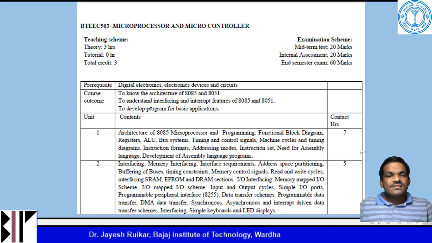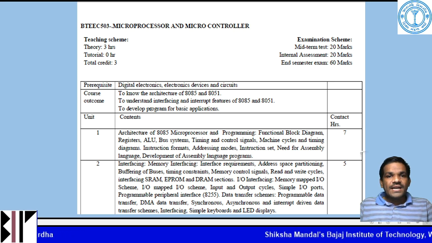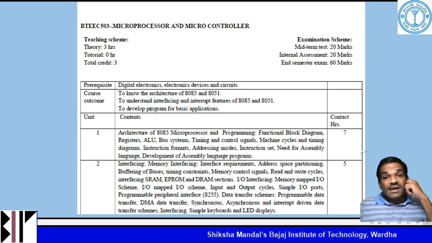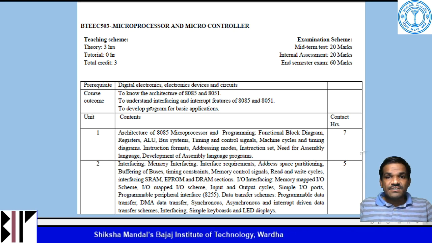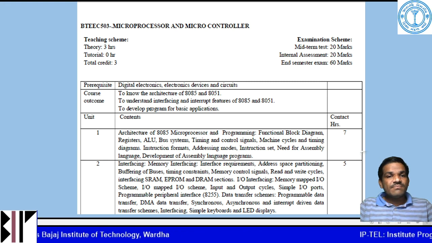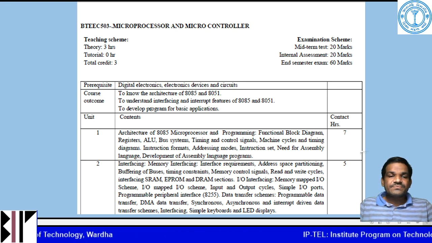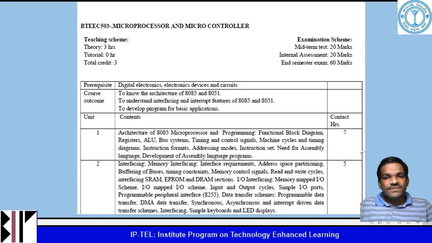You can say that the first unit is architecture of 8085 microprocessor and programming. Here you will learn about the architecture of 8085. After architecture, we are going to see the 8085 instruction set, various addressing modes, and then we will learn about some assembly language programming. When we talk about the second unit, the second unit is totally based upon interfacing.